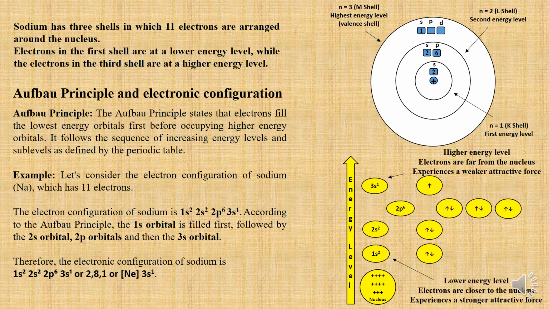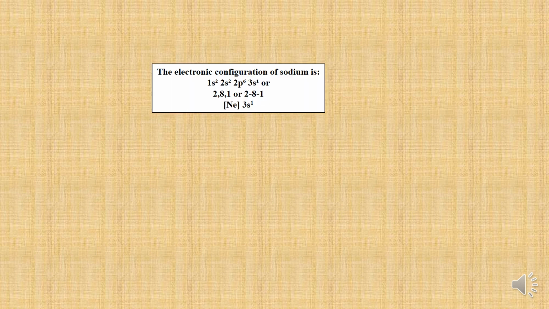And therefore, the electronic configuration of sodium is 1s2, 2s2, 2p6, 3s1, or 2, 8, 1, or it can also be represented by a shorthand notation where you mention the inert gas neon within the square brackets followed by the valence electron in the s orbital of the third energy level as 3s1. Now these are the three different ways of representing the electronic configuration of sodium.